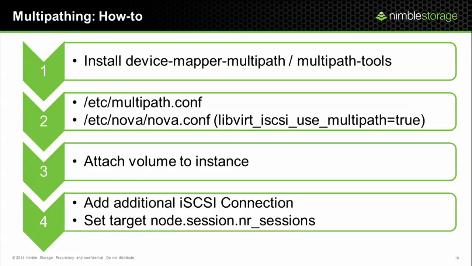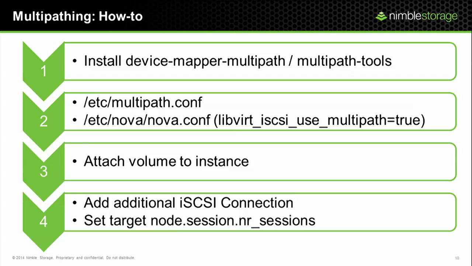And this is how to. We have more detailed steps on how to enable multipathing, but this is just broad, high-level steps. First, you have to install device-mapper-multipath on CentOS or Red Hat, and for Ubuntu, you install multipath-tools. After that, each vendor has its own recommendation on how you configure multipathing. Then you copy and paste that recommendation into multipath.conf. And in Nova, you have to set the libvirt iSCSI use multipath option to true.